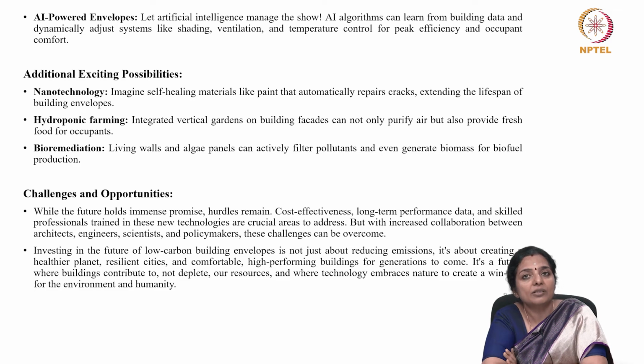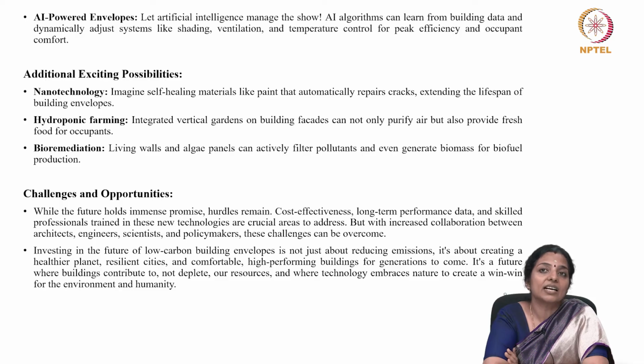Additional exciting possibilities include nanotechnology like self cleansing glass, self healing materials like paint, which automatically repairs cracks, extending the lifespan of building envelopes. Hydroponic farming, which can be integrated with vertical gardens. Bioremediation, which is like living walls and algae panels that can actively filter pollutants and even generate biomass for biofuel.